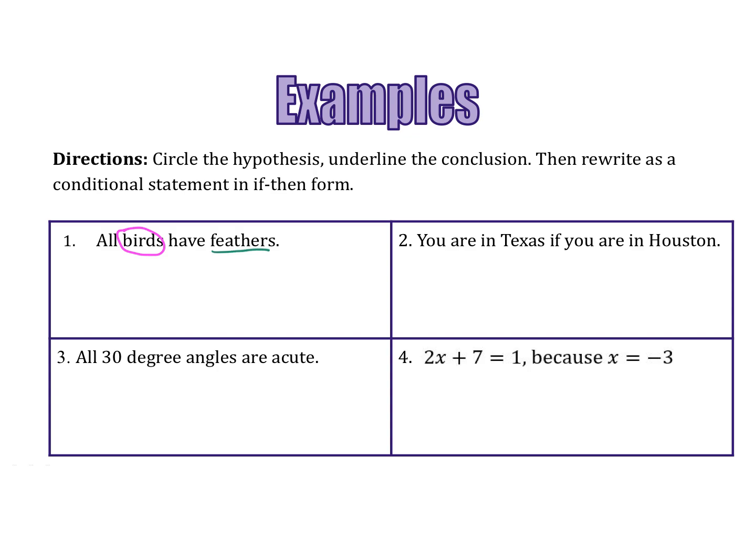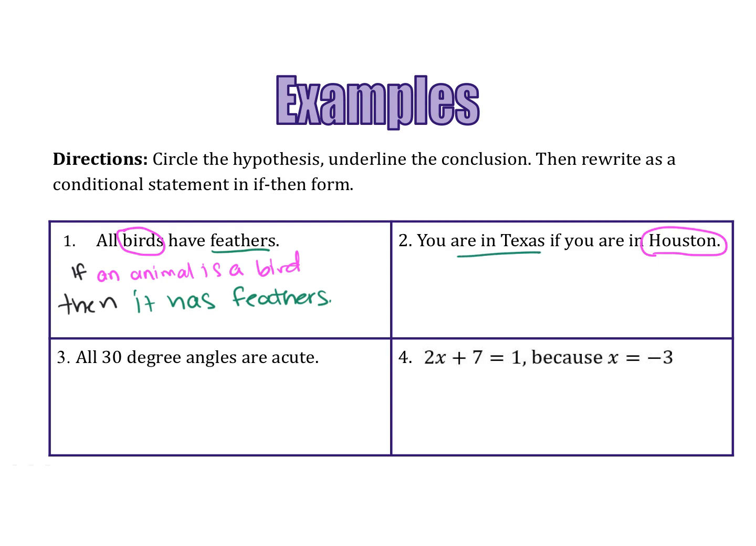I actually think this is easier if we think about it as an if-then statement. So we could say if an animal is a bird, then it has feathers. So it's much easier to identify the hypothesis and the conclusion if we're reading it in the if-then form. You are in Texas if you are in Houston. So the hypothesis is you're in Houston, and the conclusion is because you're in Houston, you must be in Texas. So we would say, if you are in Houston, then you are in Texas.